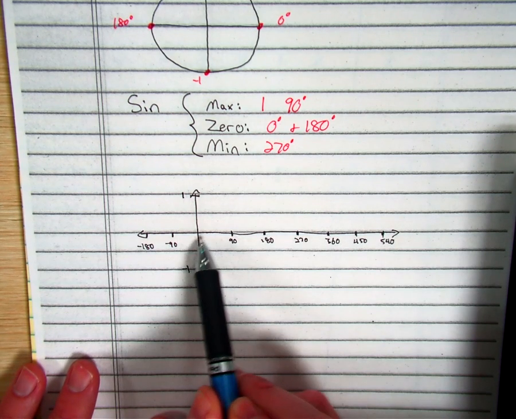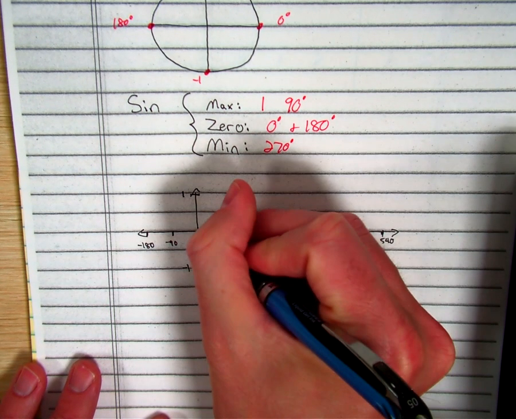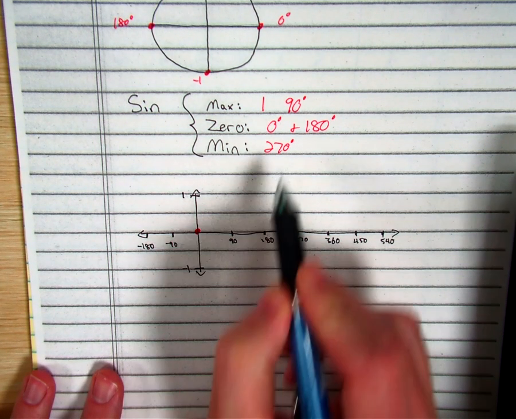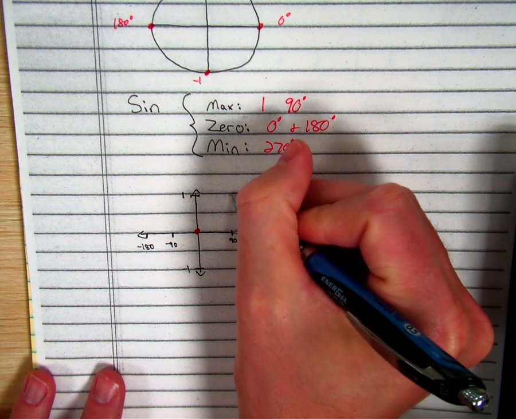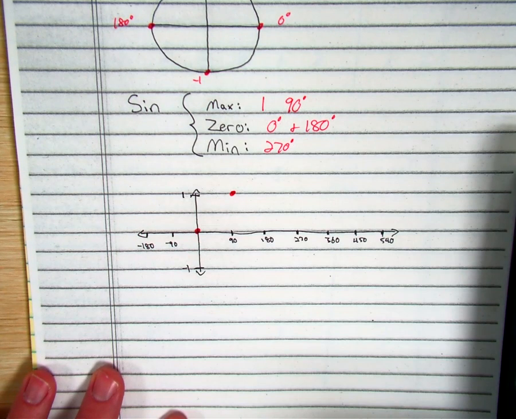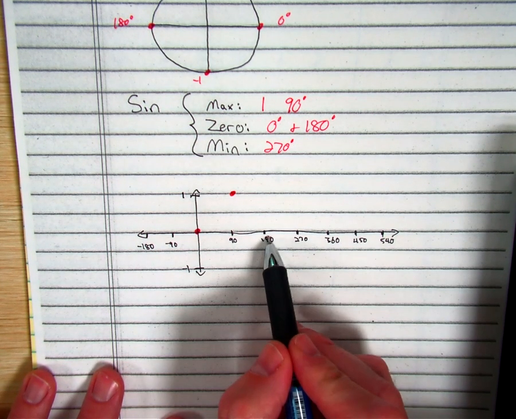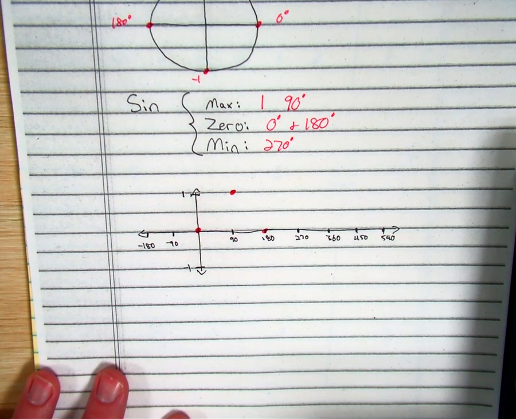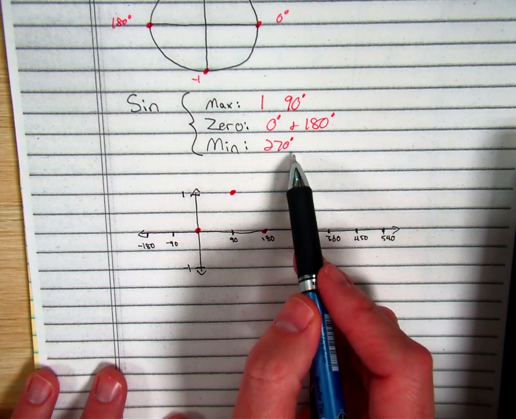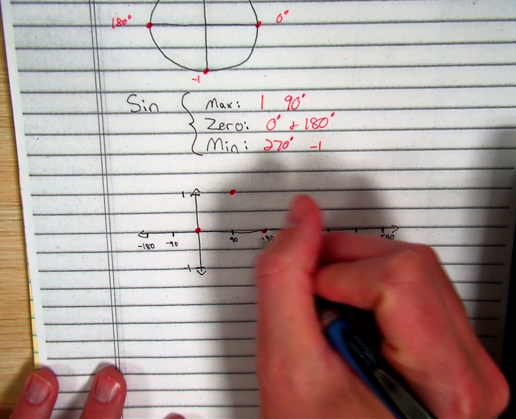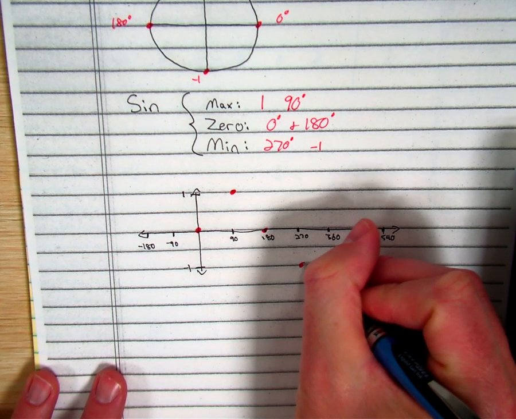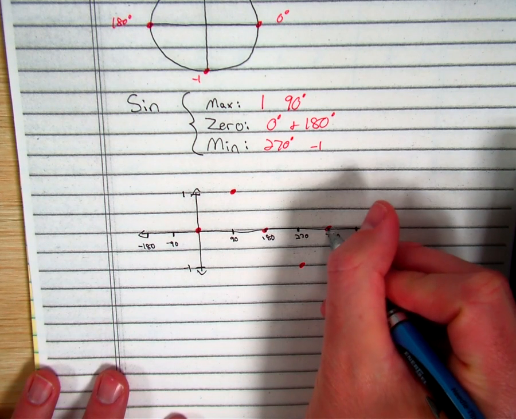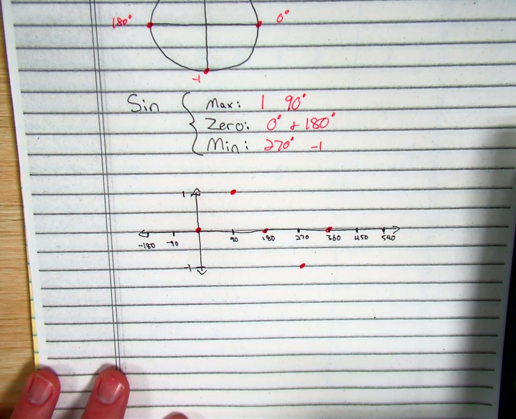Alright, so at 0 degrees, we are 0. Sine is not up or down, it's 0. At 90 degrees, sine has its maximum value of 1. Okay, at 180 degrees, we're back down to 0, or 0 on the way down. At 270 degrees, we're at our minimum. That was at -1. And then 360 would be right back up to 0, or 0 on the way up.